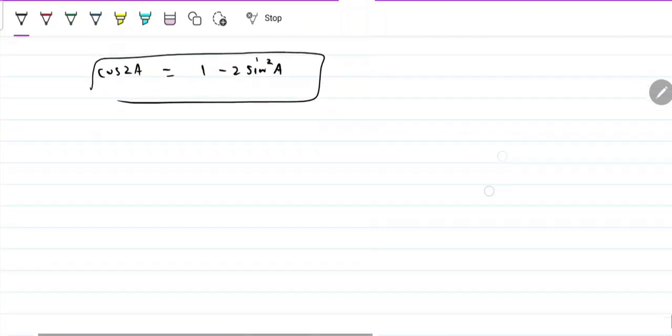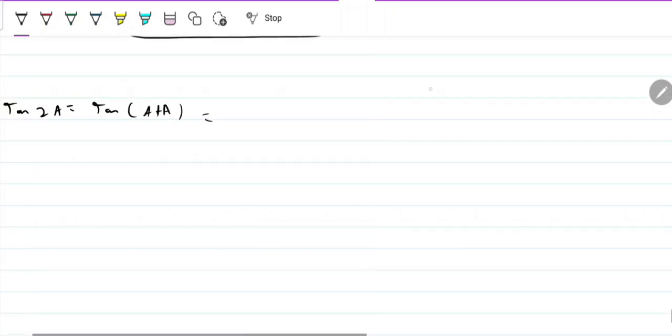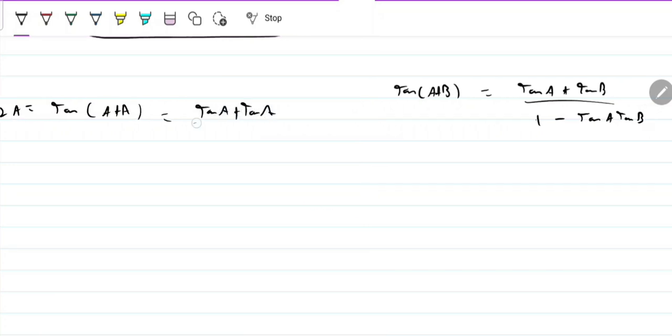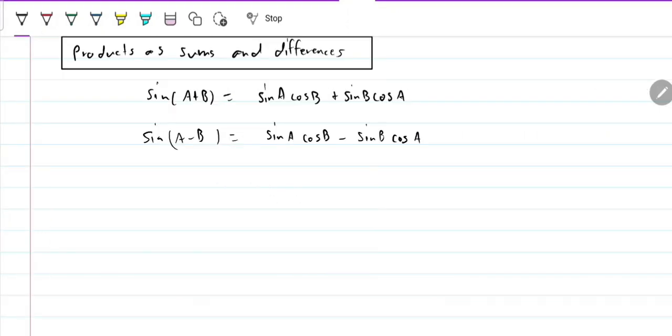Good. Now tan, same thing. Tan 2A is the same as tan A plus A. Right? And that's equal to tan of A plus tan of A, which is 2 tan A over 1 minus tan of A times tan of A, which is what? Tan square A.